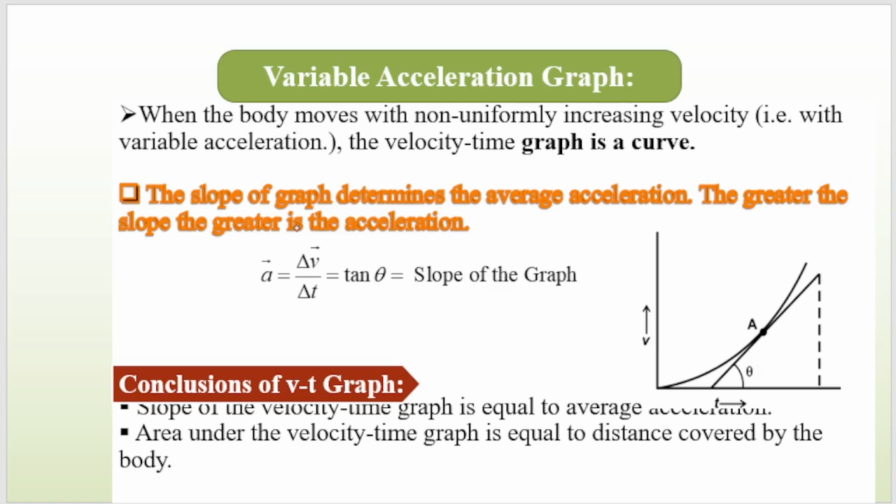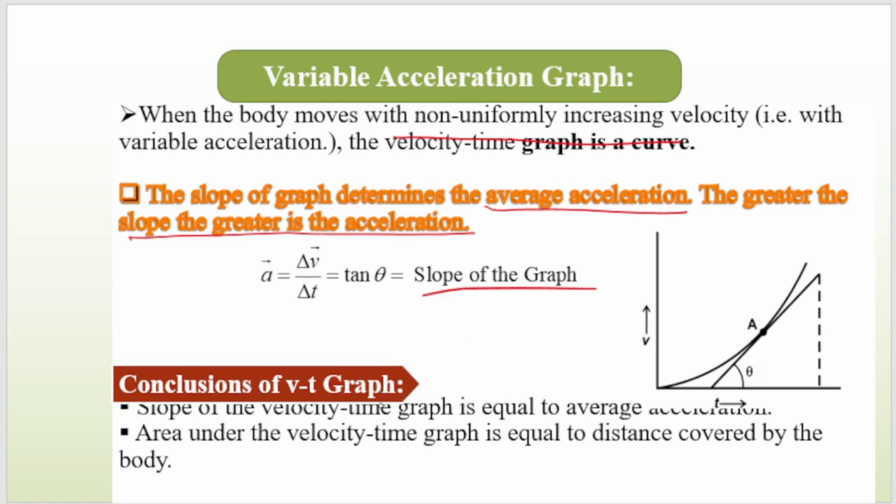Variable acceleration graph. When a body moves with non-uniform increasing velocity with variable acceleration, then the velocity time graph is a curve. It is a graph of a body moving with variable acceleration. The slope of the graph determines the average acceleration. The greater the slope, the greater is the acceleration. a is equal to delta v by delta t is equal to tan theta is equal to the slope of the graph.